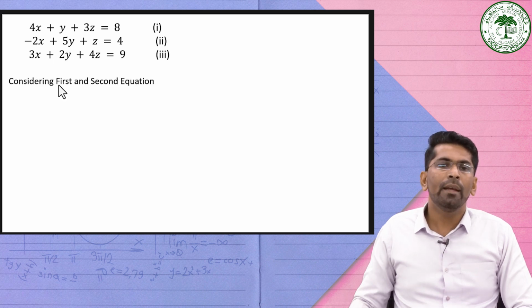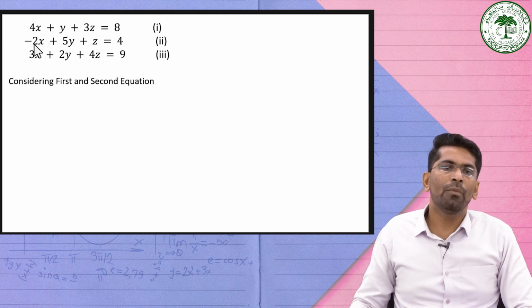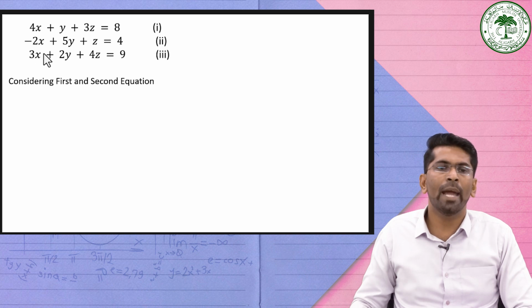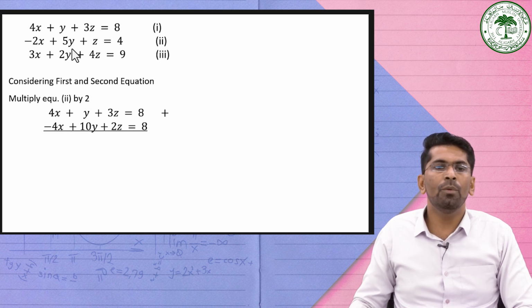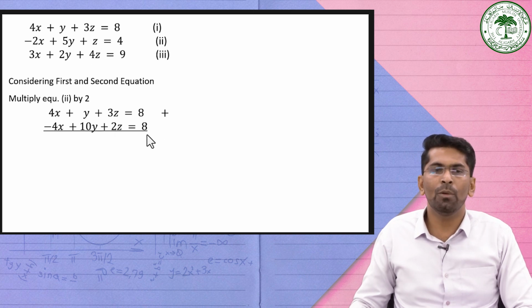Consider the first two equations. The coefficient of x here is 4, and here the coefficient of x is minus 2. So I am going to multiply equation number 2 by 2 so that the coefficient will be the same, that is 4. The first equation I write as it is. Then the second equation becomes minus 2x into 2, which is minus 4x, plus 5 into 2, that is 10y, plus 2z is equal to 2 into 4, which is 8.